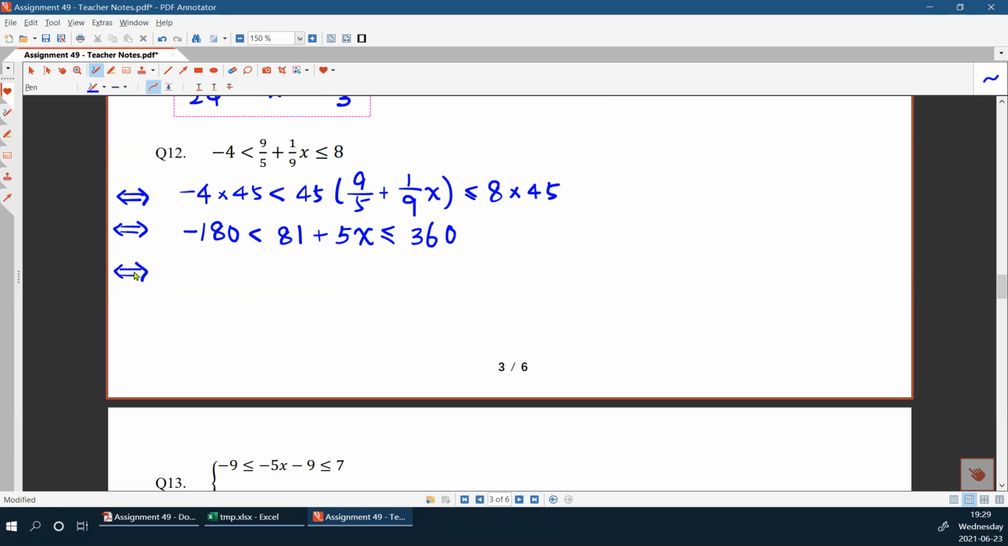And this is equivalent to, we can then subtract 81 from all sides. So minus 261 less than 5x less than or equal to 279. And then divide both sides by 5. 5 is positive, so we don't change the direction of the inequality symbols. This will give us minus 261 over 5 less than x less than or equal to 279 over 5. And this is our final solution.